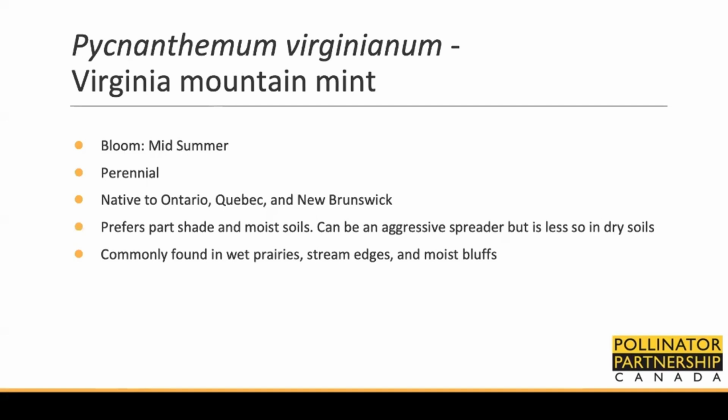Next, we've got Virginia mountain mint. Much like other plants in the mint family, it can be an aggressive grower, especially in moist soils. The plant is native to Ontario, Quebec, and New Brunswick, and is often found in places like wet prairies and stream edges.